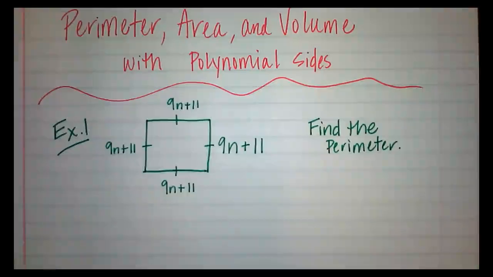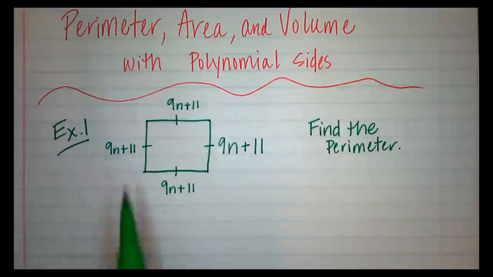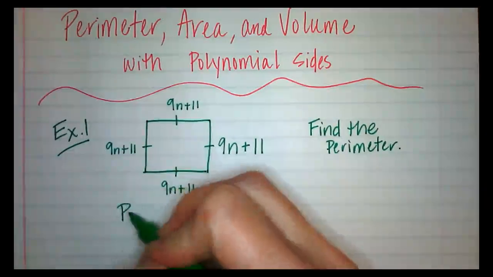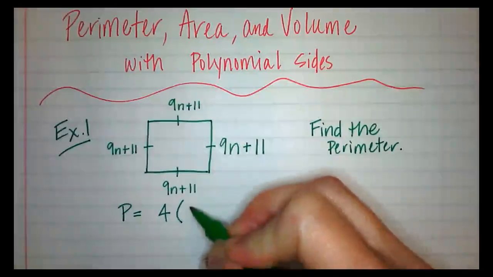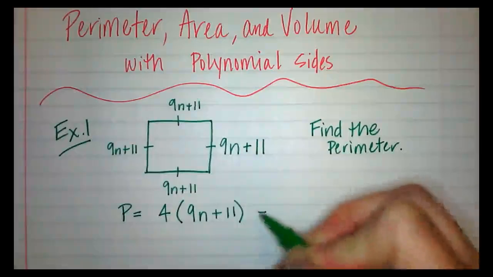So one way we could do it is just go around and add 9n, 9n, 9n, 9n, and so on. We do have kind of a shortcut though, since it is a square and all 4 sides are the same. Another way of adding 4 sides together would be to multiply the side by 4. So in this case, for the perimeter, we can say that we have 4 sides that are 9n plus 11.